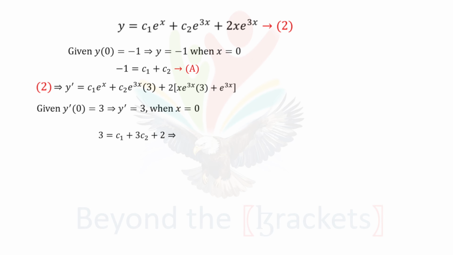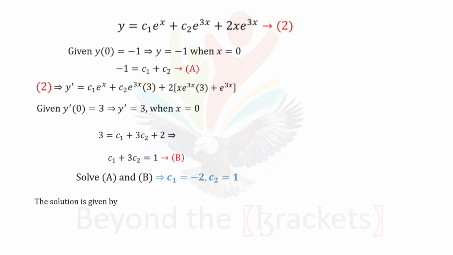Substitute these values, we get c1 plus 3c2 is equal to 1. Call this as equation B. Solving A and B, we get the values of c1 as minus 2 and c2 as 1. So replace these values in the general solution. We get y is equal to minus 2 e power x plus e power 3x plus 2x e power 3x.